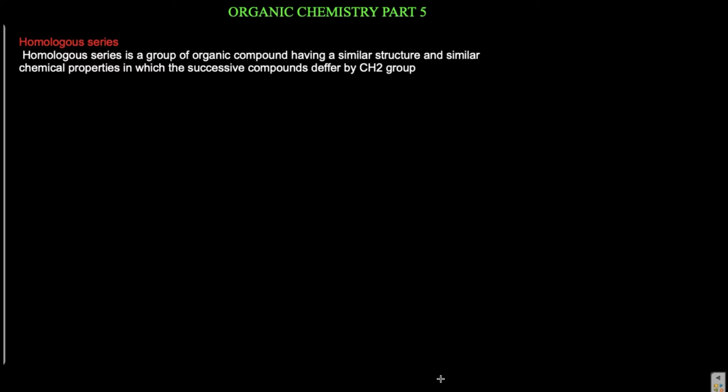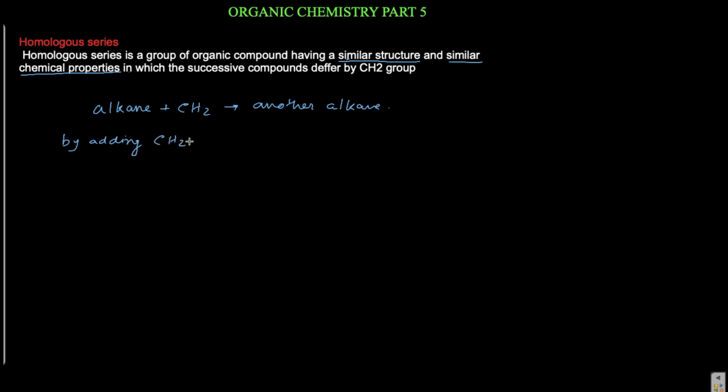The homologous series is a group of organic compounds having a similar structure and similar chemical property, in which the successive compounds differ by a CH2 group. It means that any alkane, when a CH2 group is added, becomes another alkane which has similar structure and similar chemical property.